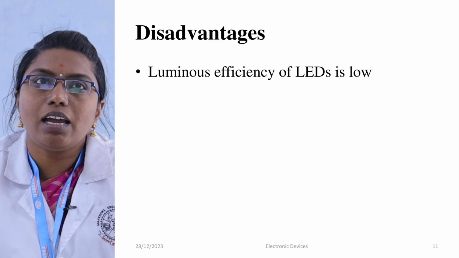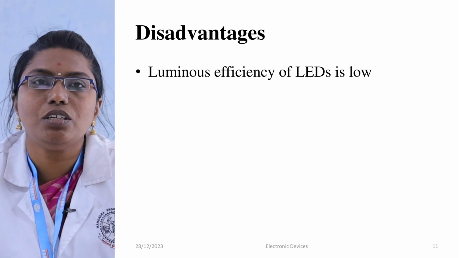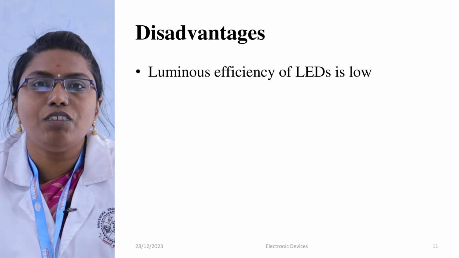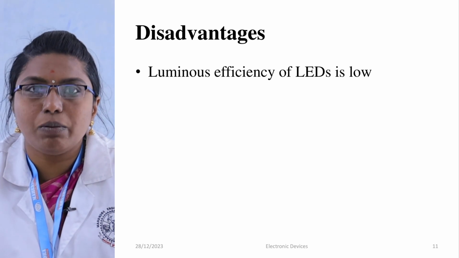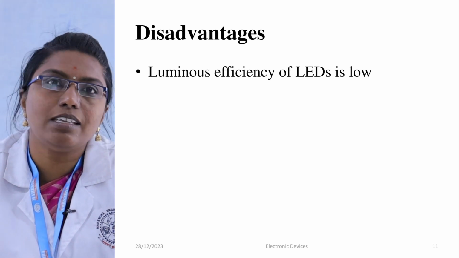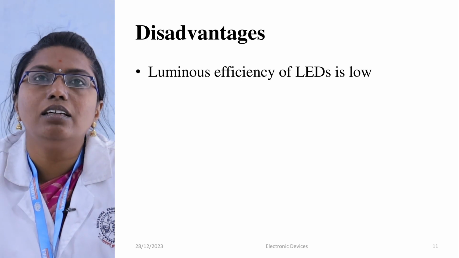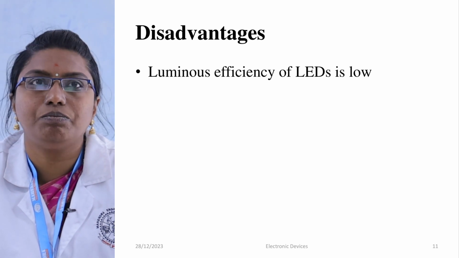Even though it has many advantages, one disadvantage is that the luminous efficiency of a light emitting diode is very low. Luminous efficiency is how well a light source generates visible light. The unit of luminous efficiency is lumens per watt, and for an LED the luminous efficiency is 300 lumens per watt.